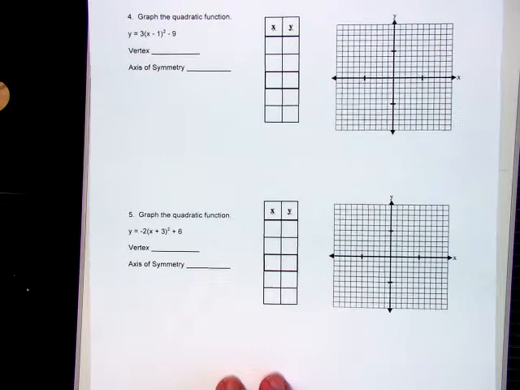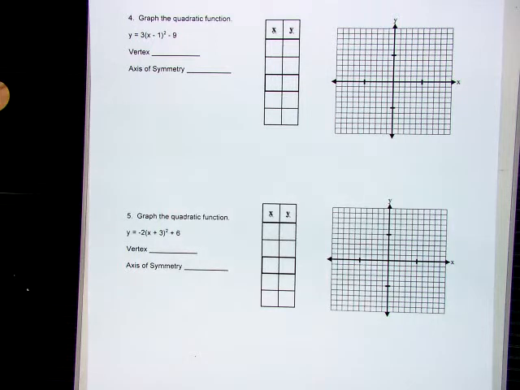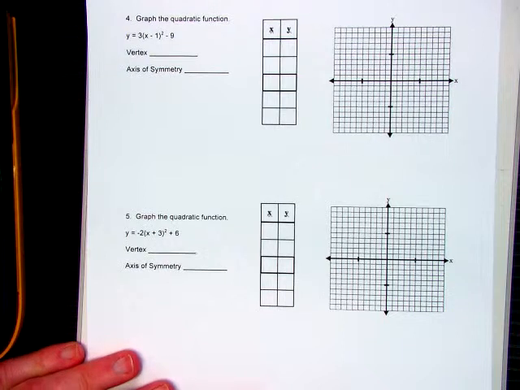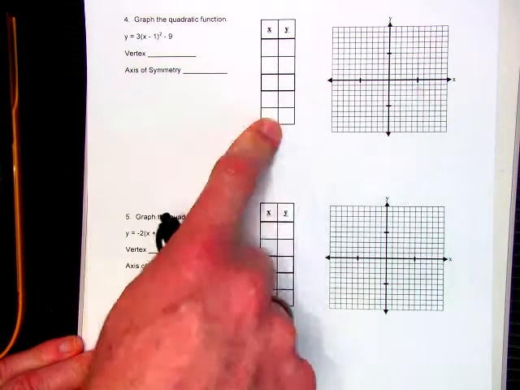All right, so here we are today. I'm going to do two more examples beyond what we did in class today on graphing the quadratic functions. Both of these are in vertex form, so we're going to identify the vertex, the axis of symmetry, make a table, and then graph it.